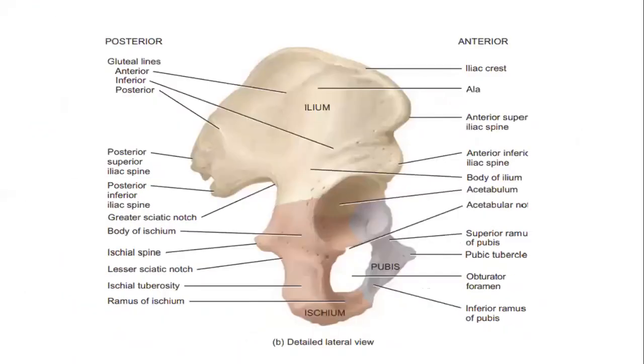So let's consider the ischium right here. We have the body of the ischium. We have the ischial spine. We have the lesser sciatic notch. We have the ischial tuberosity, and we have the ramus of the ischium, which is connected to the pubis. We have the inferior ramus of the pubis as well, like the one of the ischium. We also have the acetabular notch connected. It's found on the ilium.